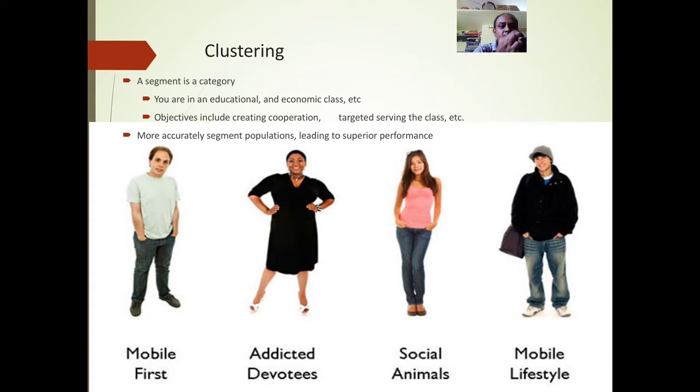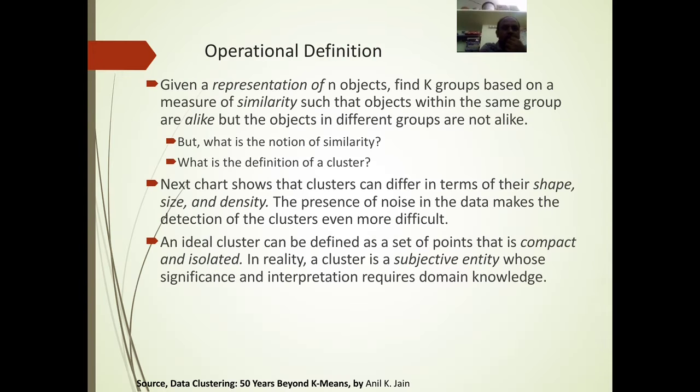It is also known as segmentation. So a segment is a category. Objectives include creating cooperation and targeted serving of the class, or more accurately, segmenting populations leading to superior performance. You see in this slide, we have clustered based on their habits like addicted devotees, mobile first, social animals, mobile lifestyle. So these are some of the examples of clustering.